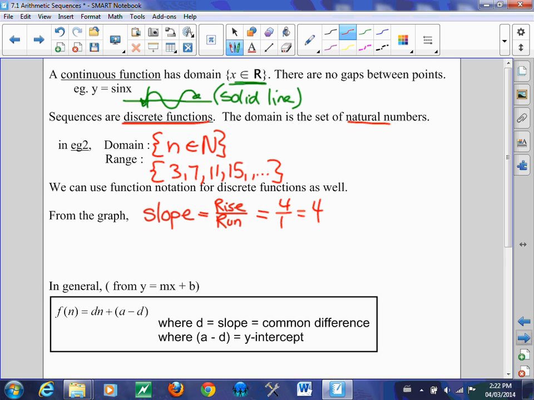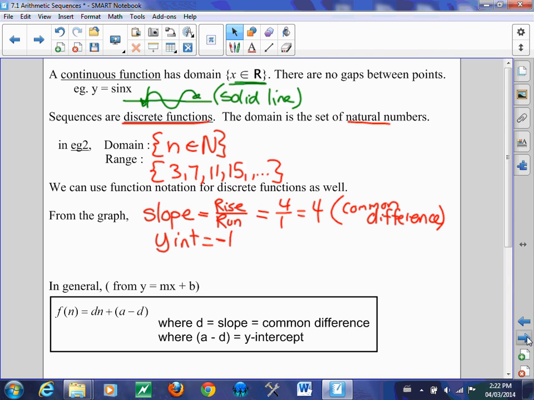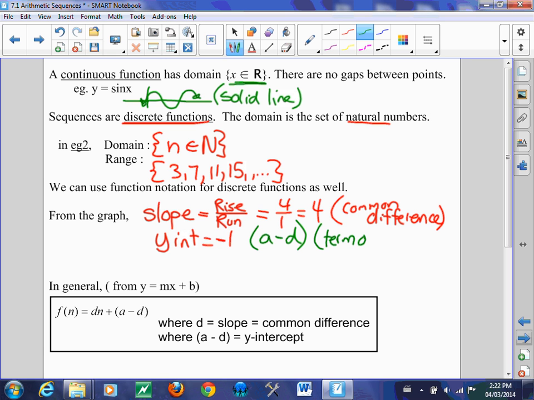And in the linear model, that is the common difference. Notice also, if we look at our graph, the y-intercept equals -1. Where does that come from? That's taking our first value of a and subtracting d, because that's at term 0, which means n equals 0. We have to subtract 1 more.